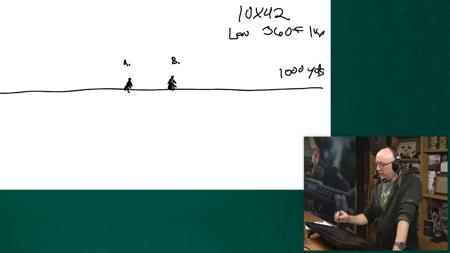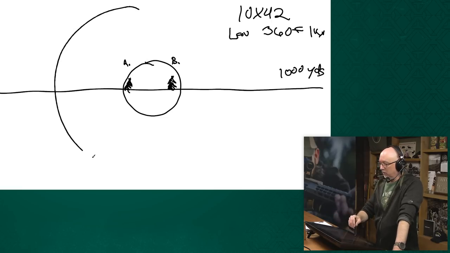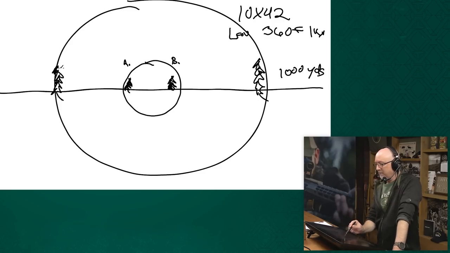If you then were to take the crop of that binocular, and imagine here is our field of view with a cardboard tube that's 1x, this is what it would look like. Now magnify that 10 times. That is going to render a larger circle that's 10 times bigger than this circle. Those trees are now going to be here and here, magnified. You have the same linear field of view, A to B.